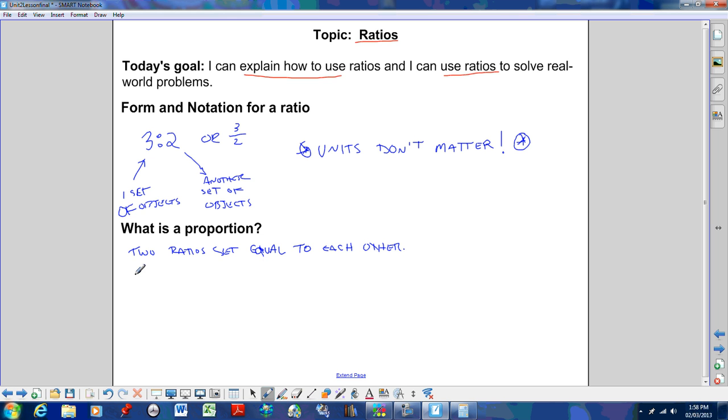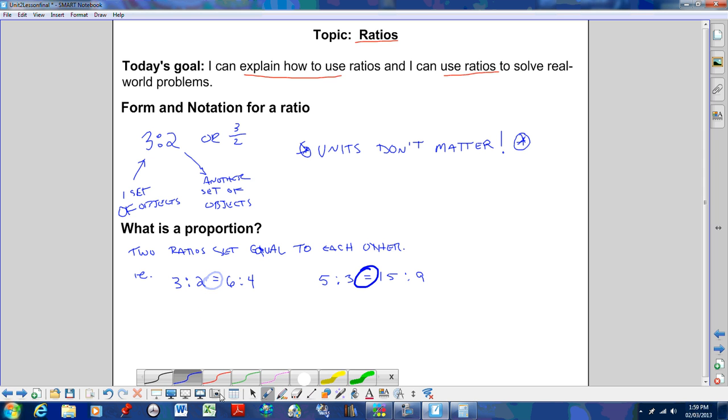All right, so an example would be 3 to 2 is equal to 6 to 4. Or I could do 5 to 3 equals 15 to 9. So this is a proportion. As soon as you see that equal sign in there, we are dealing with a proportion. So we're setting one ratio equal to the other.